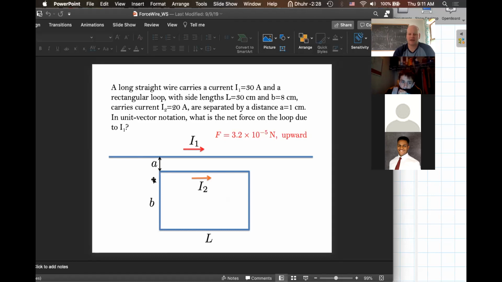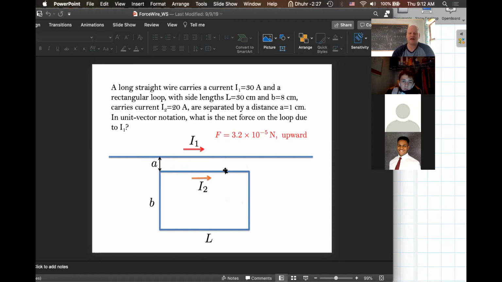Okay, so this one has 30 amps. This one has 20 amps moving in a clockwise direction. And then the straight wire is separated from the closest side of the rectangular loop by 1 centimeter. So that's what this A is here. It wants to know, in unit vector notation, which I just wrote upward here, because if I call that the y direction, then this would be in the j hat direction, what is the net force acting on this loop due to the wire.